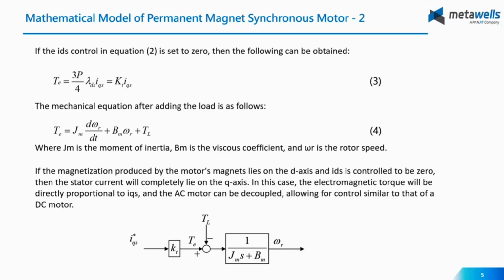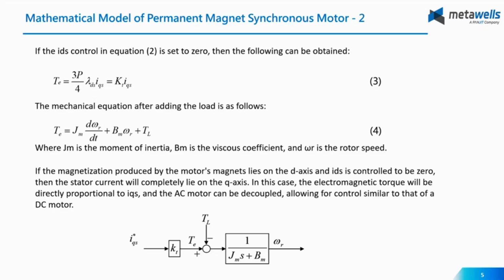So this is a common assumption in FOC. We let the permanent magnet flux align with the d-axis, and we only use Iq to control torque. So Te equals Kt times Iqs. Okay, and the next equation is equation 4.